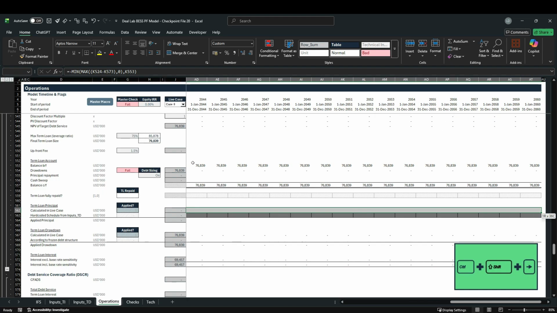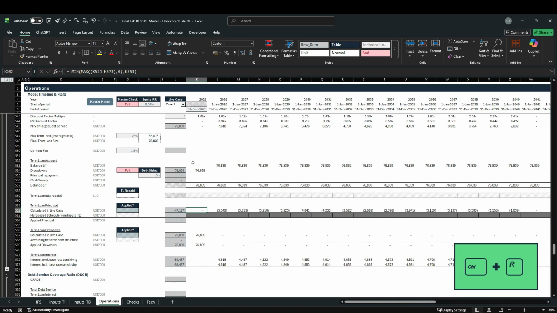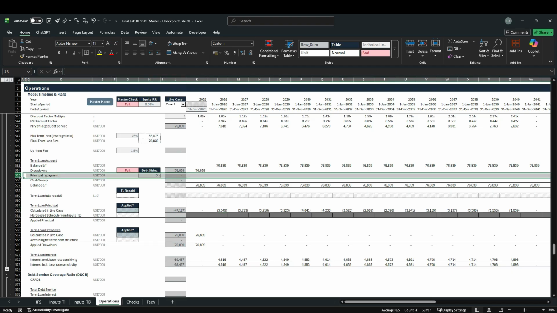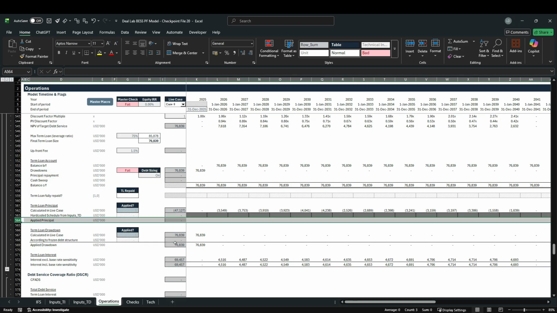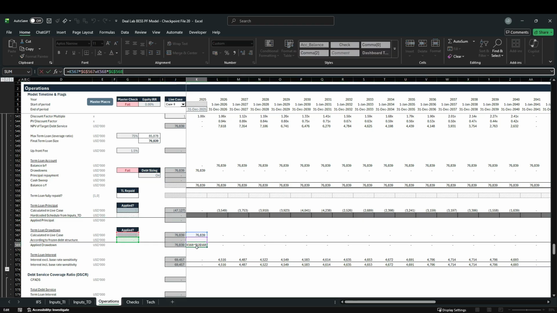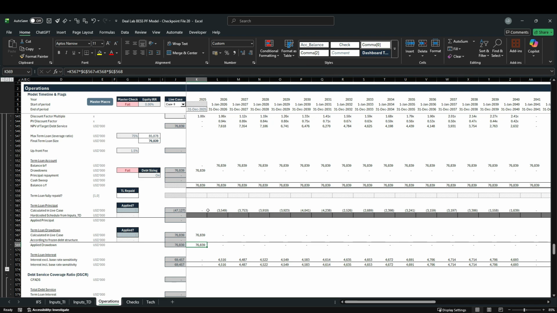Now let's drag this over, Control R. And our principal repayment is modeled negative because we will plug it into row 555 so that it actually reduces our term loan balance over time. And for our applied principal in 564, we should be actually able to just pick up the formula that we have done for our drawdown.